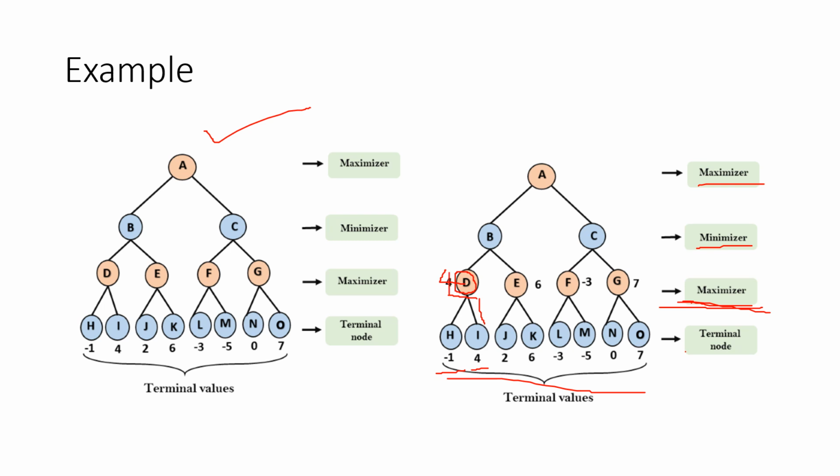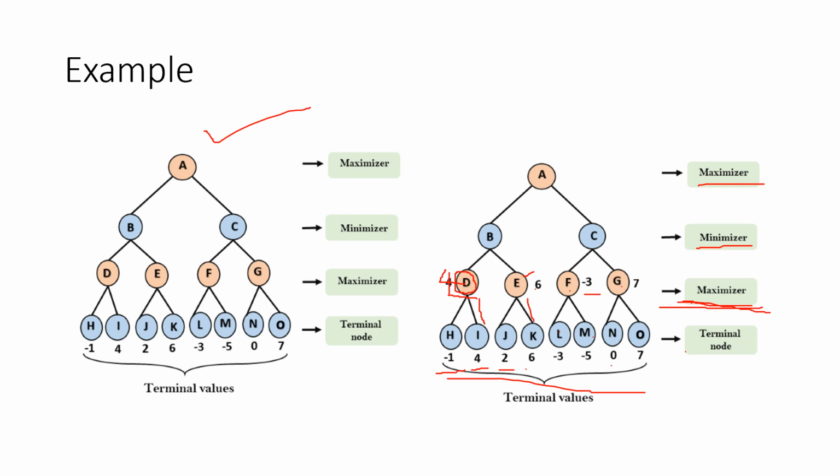Then next is E. E also is at the max level, so it will choose the maximum value. It has two child nodes with utility values 2 and 6, so it will select 6. Then next node is F. F has two child nodes L and M, and this is also a max node. So here it will select the maximum value, that is -3 will be selected. Then next is G.